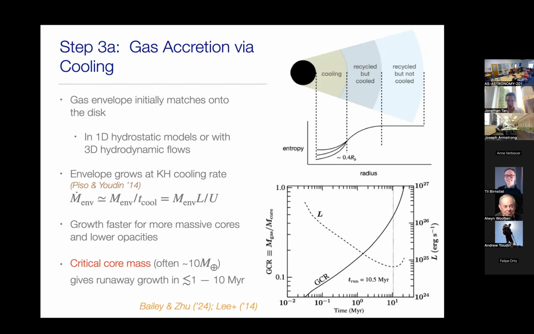Okay, any last burning question for Andrew? It's the same question, but for gravitational instability. My understanding is that Jupiter and Saturn are very enriched relative to the Sun. Can you get that through gravitational instability?